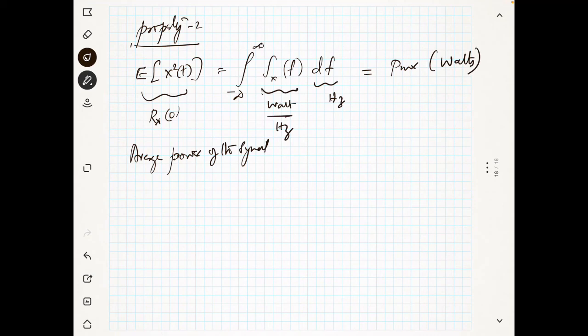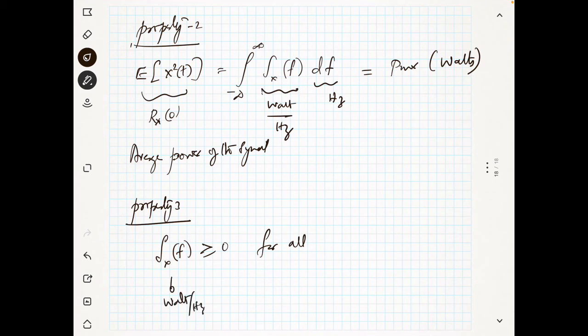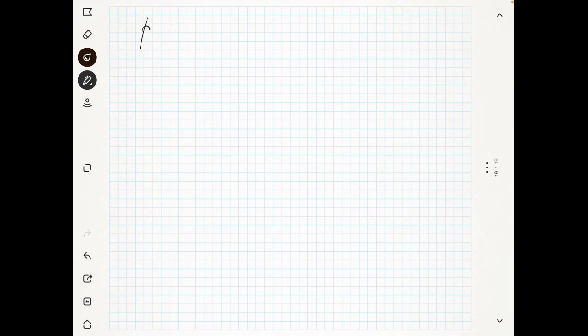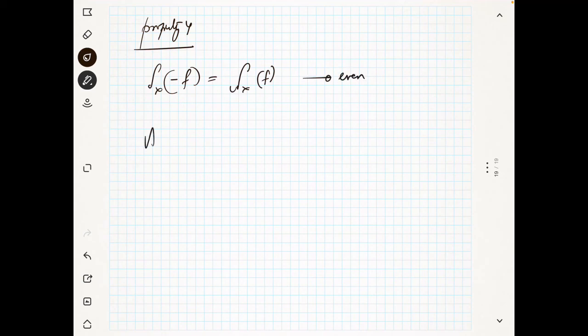Now property 3: Sx of f will always be greater than or equal to 0 for all f, because power is always a positive quantity, as this is watts per hertz, the power spectral density. Next, property 4: Sx of minus f is equal to Sx of f. It is because it is an even function, and also you know that Rx of tau is equal to Rx of minus tau. So these are all the properties.